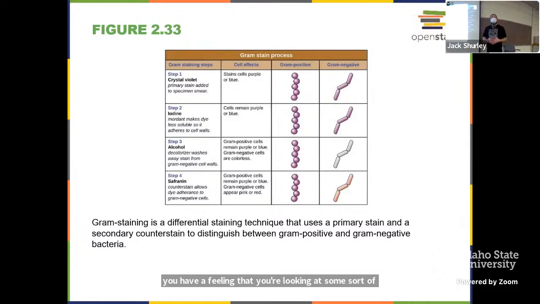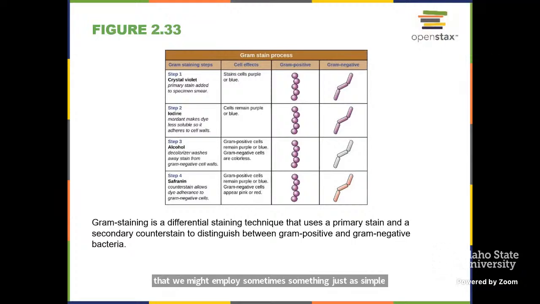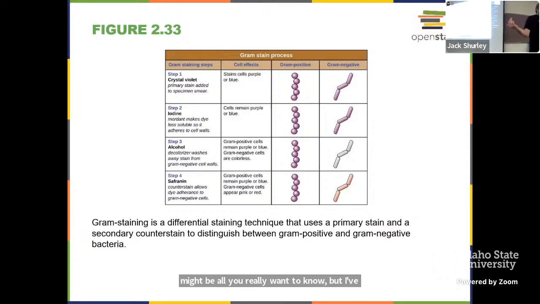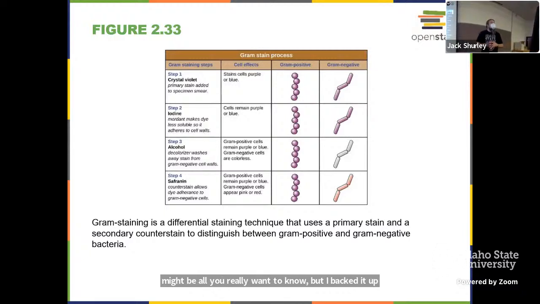There are all sorts of different types of staining techniques that we might employ. Sometimes something just as simple as knowing, is it a coccus or a rod shape? Might be all you really want to know, but I don't know who would only want that, all right? There's a lot of other stuff we can get with some specialized staining techniques, all right?